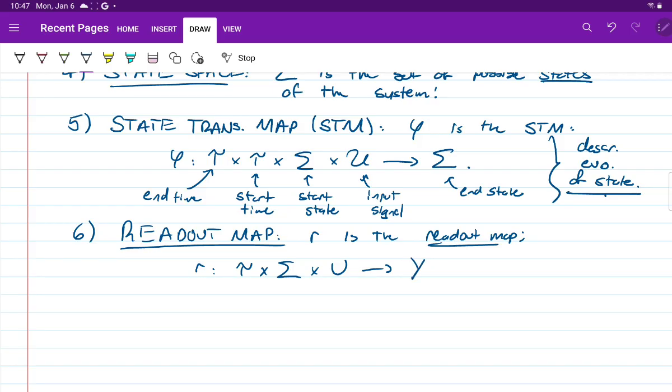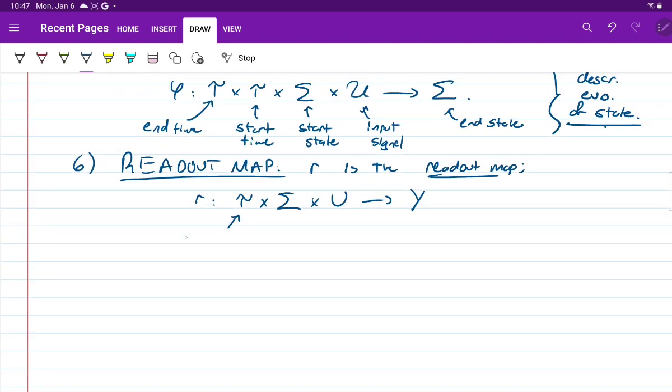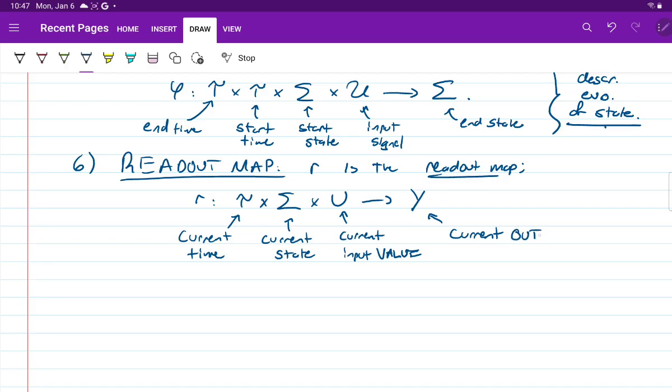All right? So what we take in is a current time. We take in a current state. And we take in a current input value. All right? And what is returned is the current output or measurement value.